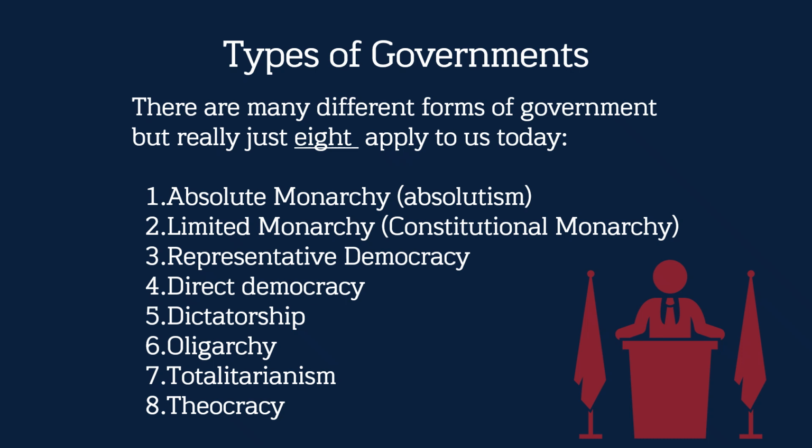Types of government. There are many types of government, but today we're going to focus on just the most common that we see in the world today. So an absolute monarchy, also known as absolutism, a limited monarchy, or a constitutional monarchy, a representative democracy, a direct democracy, a dictatorship, an oligarchy, totalitarianism, and theocracy.